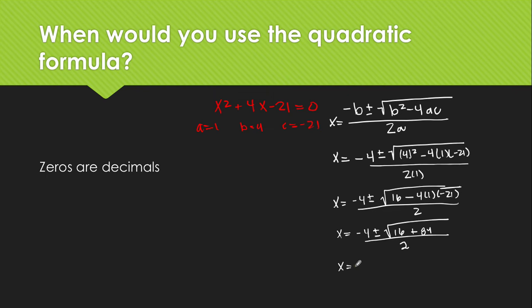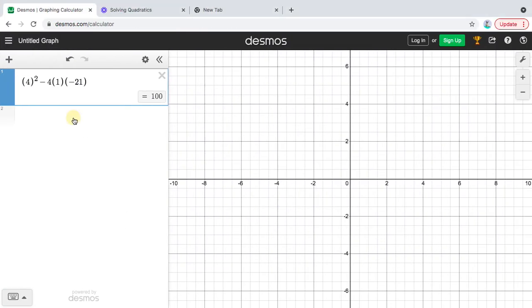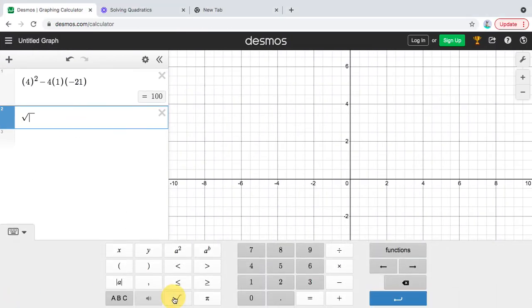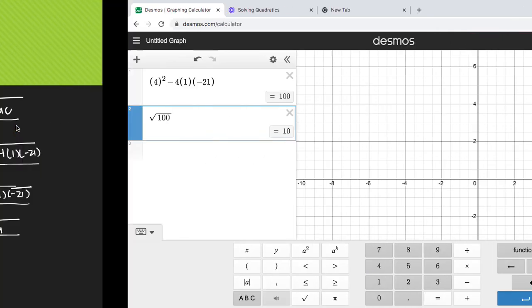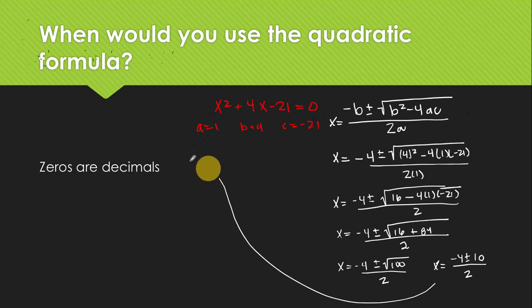So x equals negative 4 plus and minus the square root of 100, all divided by 2. What is the square root of 100, you may ask? The square root of 100 is 10, because 10 times 10 will give me 100. So that number times itself. So x equals negative 4 plus or minus 10, all divided by 2. We are almost there. Goodness. So I'm going to continue it right here.